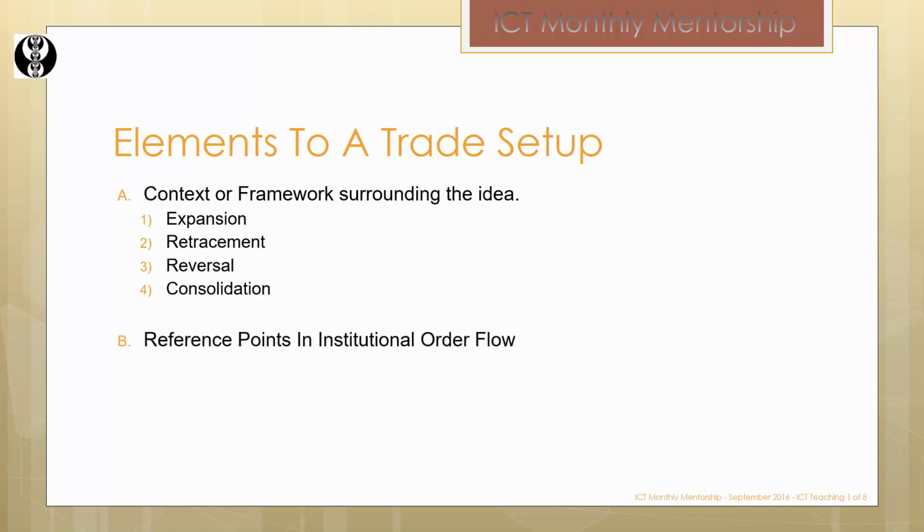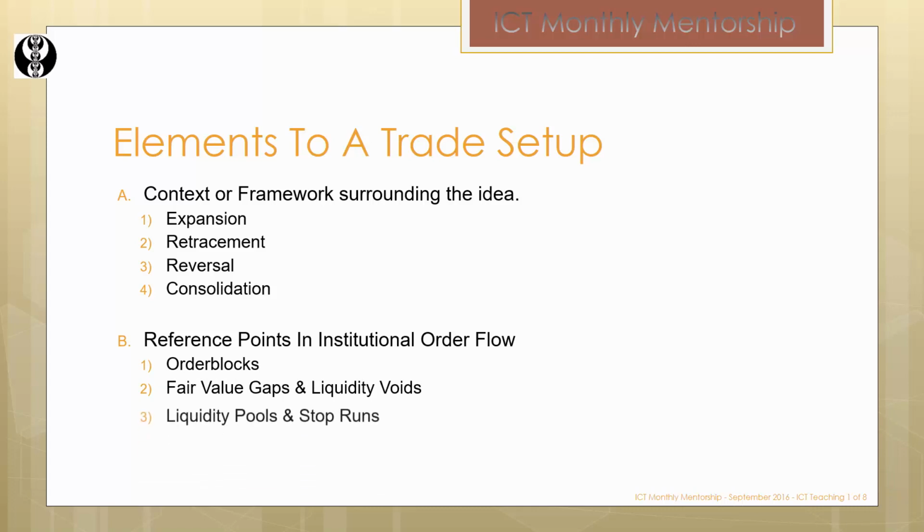Now the other characteristic we use for defining elements to a trade setup is using these 4 criteria for context and framework to specific reference points in institutional order flow. The first one is order blocks. The second one is fair value gaps and liquidity voids, liquidity pools and stop runs, and lastly equilibrium.